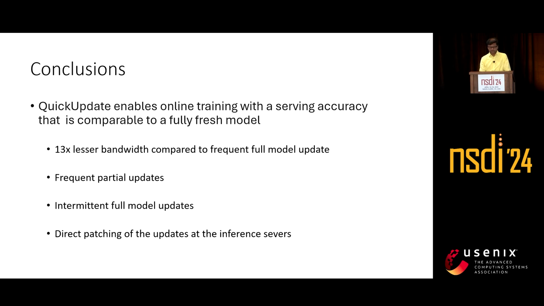In conclusion, with QuickUpdate system, we enable online training with a serving accuracy that is comparable to a fully fresh model. It utilizes 13x lesser bandwidth compared to a frequent full model update while providing an accuracy comparable to it. To achieve this, we made use of several techniques such as frequently publishing partial updates combined with intermittent full model updates, directly patching the updates at the inference servers, and so on.